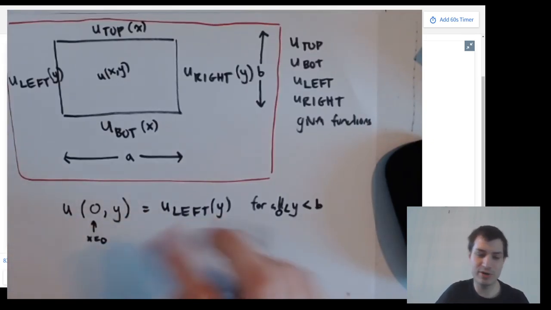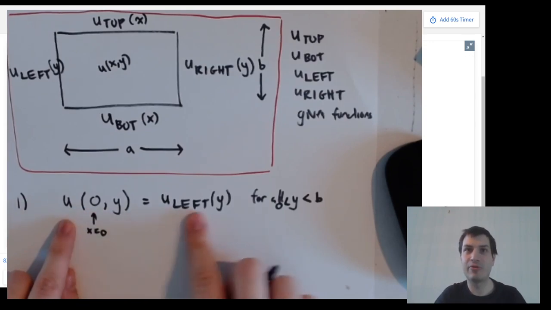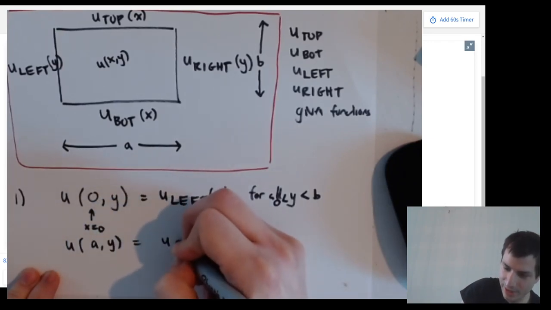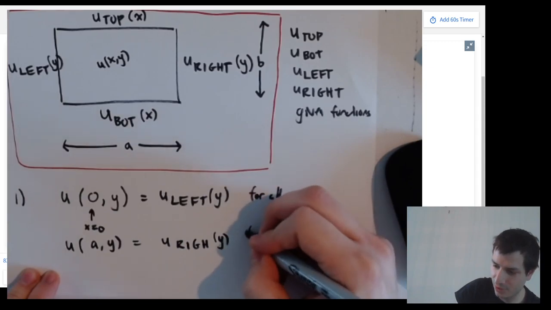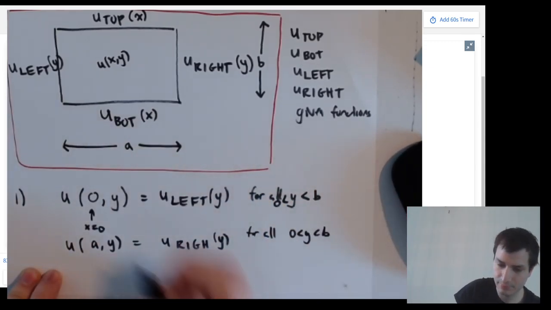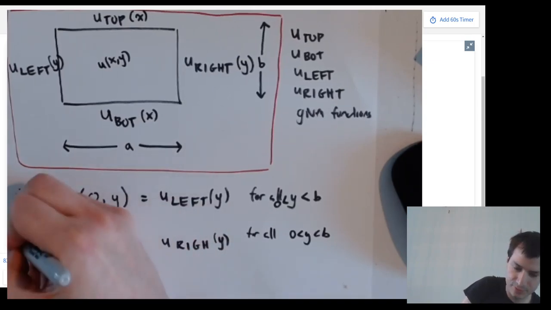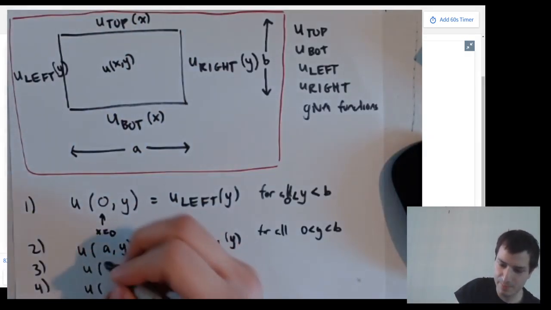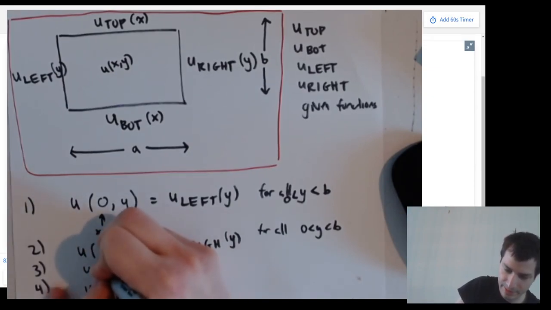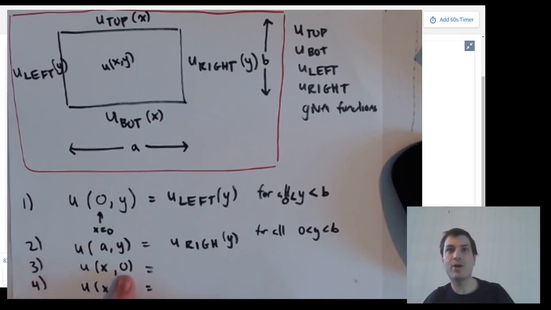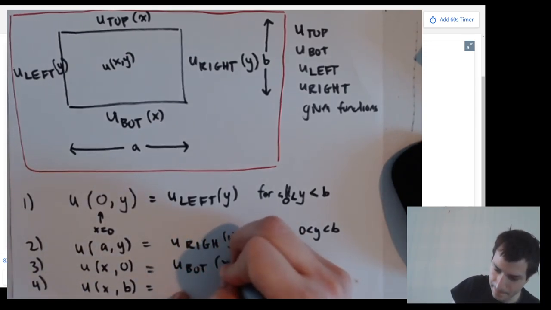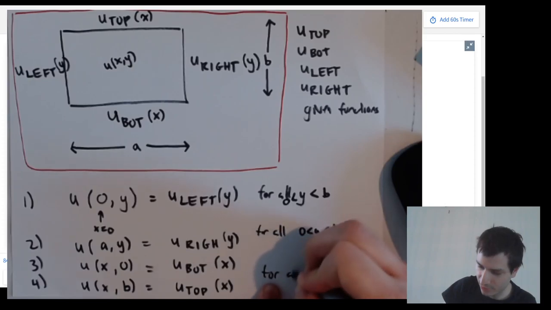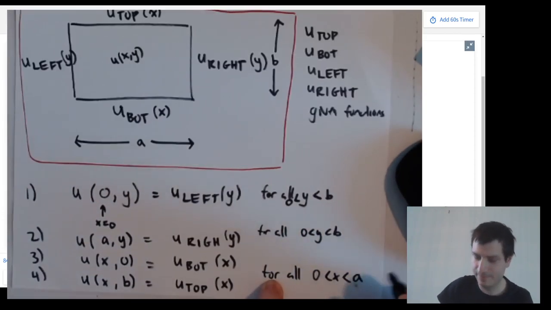Okay, so there's four conditions. This is one of them: when x equals 0, you get u left. When x equals a, you get u right, and that's still for all y. So that's condition two. Conditions three and four are the top and the bottom. Here I'm plugging in y equals 0 and b, for any x. When you plug in y equals 0, that's u bottom. When y equals b, that's u top. These are both for all x between 0 and a.